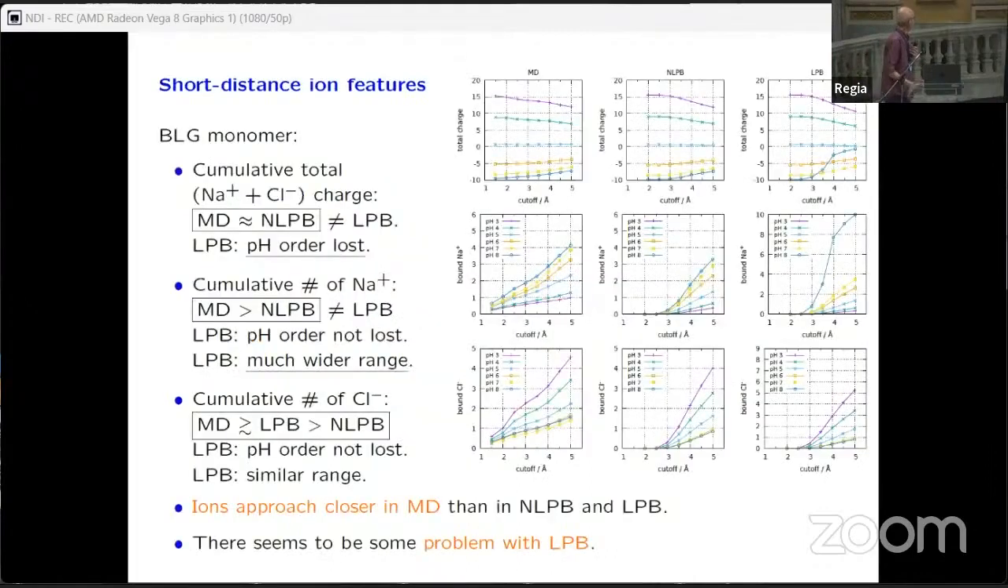So we started by looking at some of the short distance features to try to come up with a criterion to decide what is bound and what is not bound. Maybe the letters in the figures are too small, but the top row is the total cumulative charge. The idea is you come from the protein surface and you start going further and further away and see what amount of charge or number of ions you have accumulated so far at different cutoff values. At short distance, these plots show up to a cutoff of five angstroms only, which is on the x-axis.